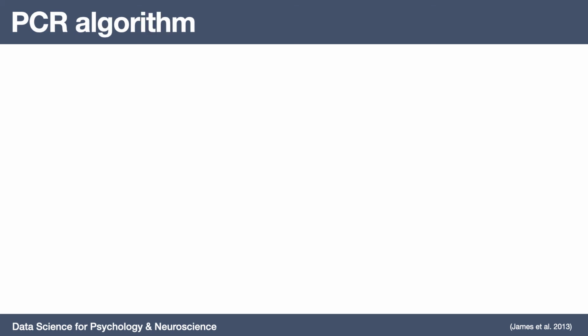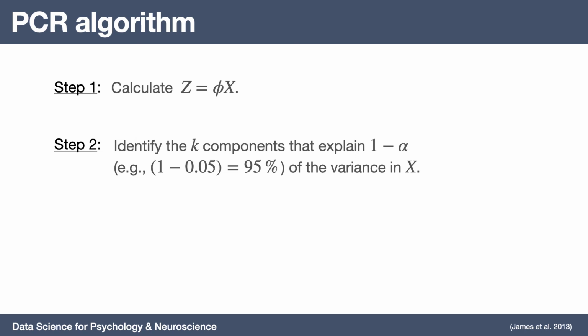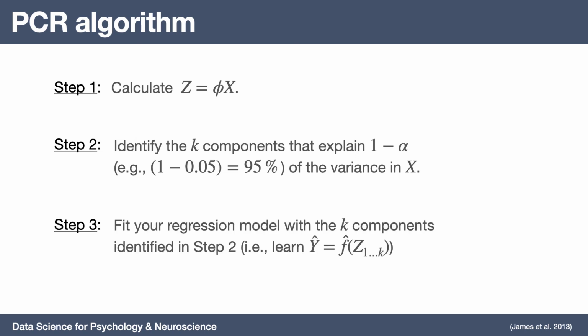So the algorithm, or the way that you do principal component regression, is to start with calculating your PCA, learn the component loadings for your data set, identify the k components that explain 1 minus alpha, or typically 95%, of the variance in X, and then run a regression model using those k components identified in step 2. That's it. What you get out is a prediction of y that's very similar to what you had before. In this case, the notational change is that instead of your prediction of y being f hat of X, it's f hat of Z.